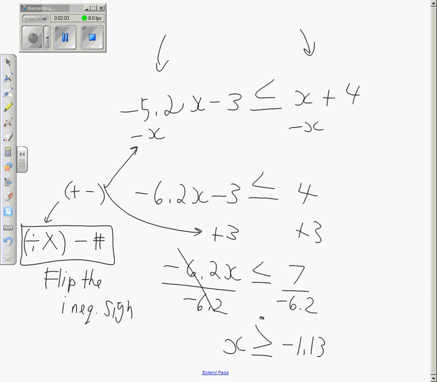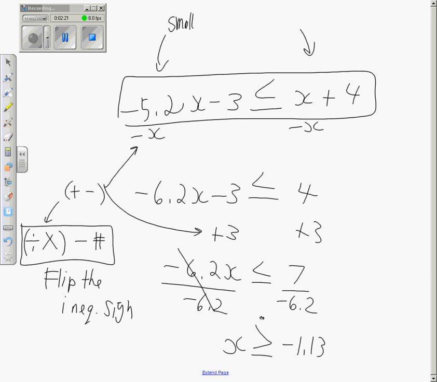Okay, approximately. So all numbers that are greater than or equal to approximately negative 1.13, if I insert that into my original equation, all numbers greater than negative 1.13 will ensure that this side will always be smaller than this side. This side will always be larger when x has a value of any number greater than or equal to negative 1.13.